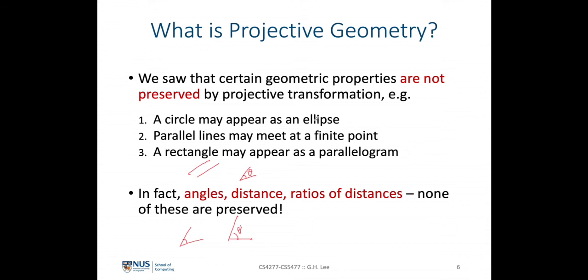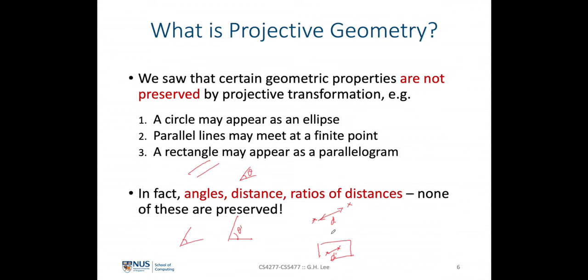And the distance here could refer to the distance between two real points in the 3D world. So suppose that this distance here is denoted by d. When it's projected onto an image, we can see that this d between these two points becomes d prime. They will never be the same, or it's unlikely that they are going to be the same.